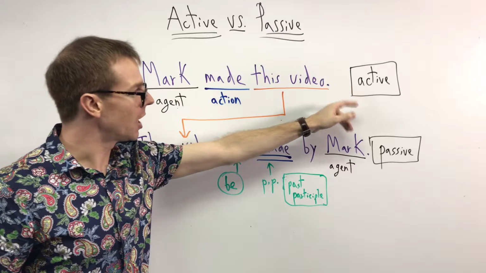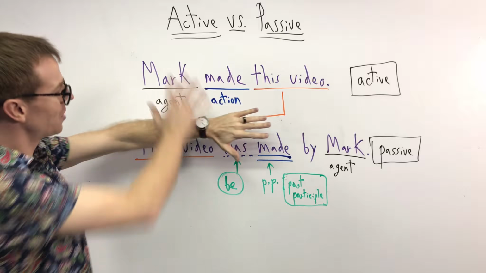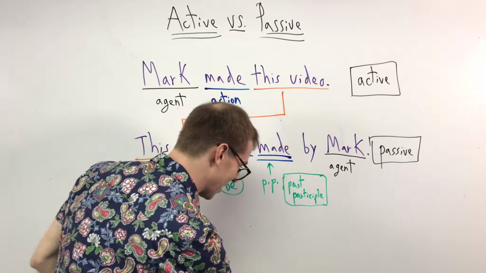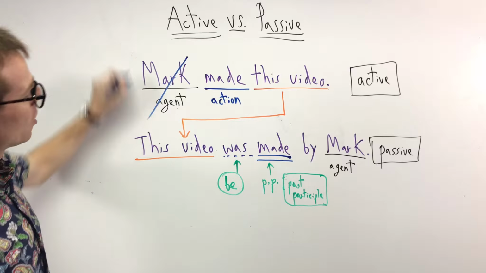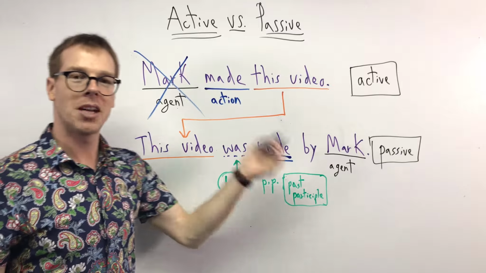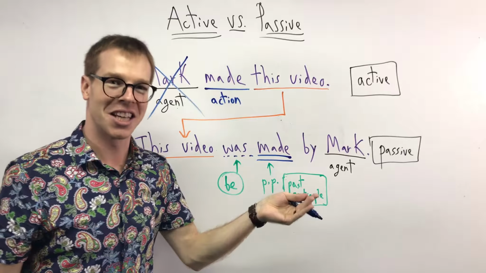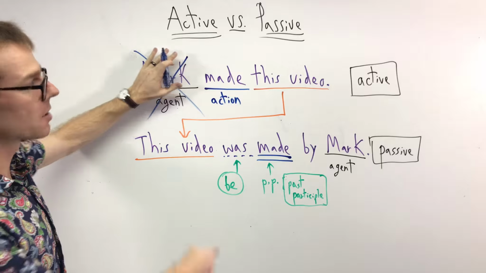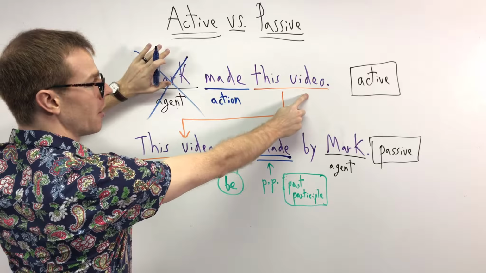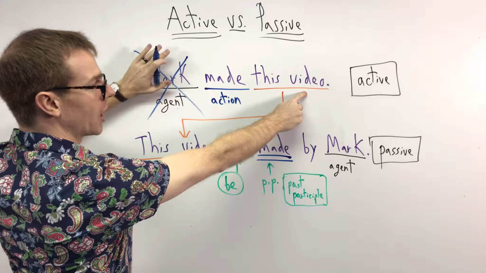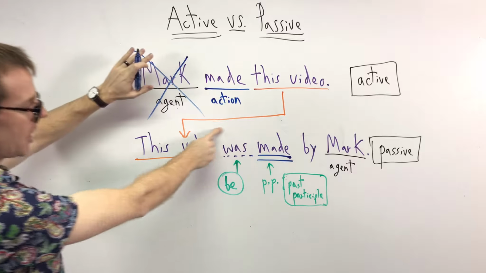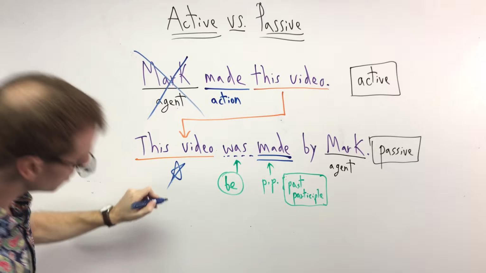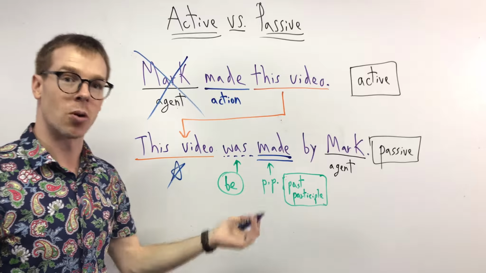Now I'm going to switch it up. What if I don't care about Mark? Of course, that never happens, but pretend we want Mark to disappear. We don't care about the agent. Who made this video? I don't really care. Okay, so we can get rid of Mark by putting the emphasis or focus on the object, right? We can take this video and bring it to the beginning of the sentence and make this video the star. The video is important.